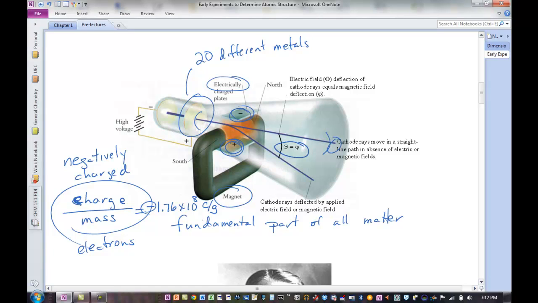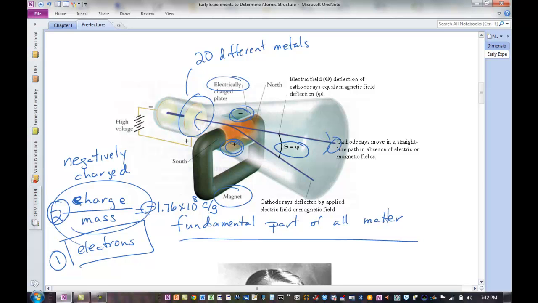So there it is, the charge to mass ratio of an electron. Although it was known that there was something negative that came out of some atoms, he was the first one to say, okay, there are these negatively charged particles, let's call them electrons, and they're fundamental to all matter. So essentially we'll say he discovered electrons, and he determined their charge to mass ratio. Those are our two big things from the cathode ray tube experiment: discovery of electrons, charge to mass ratio.